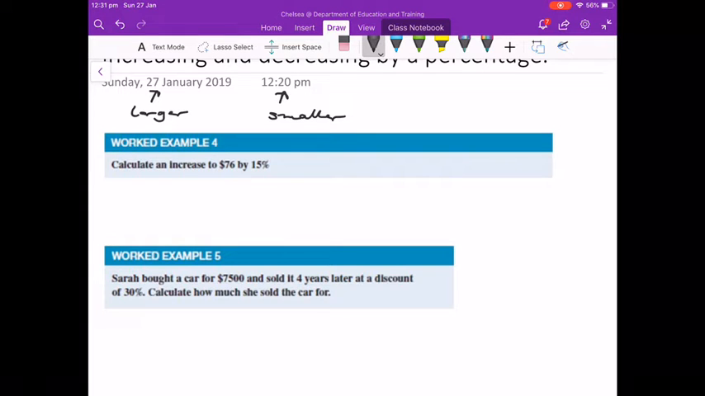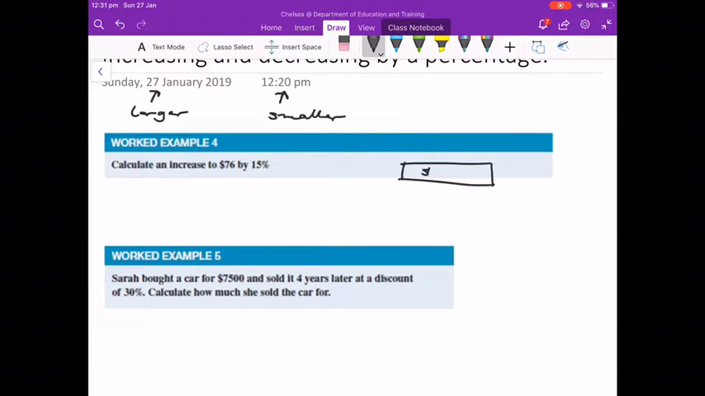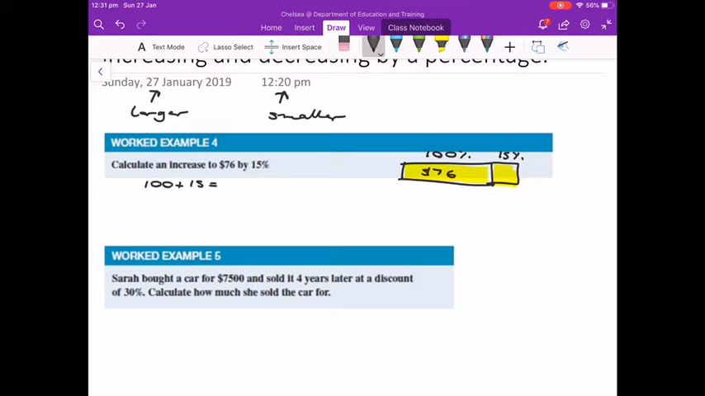It says calculate an increase to $76 by 15%. So that $76 makes 100% of the original product. And we're going to be adding an extra 15% on. So you can notice by increasing by 15%, that number's going to get bigger. So we need to add those numbers. So we're actually going to find 115% of the product.